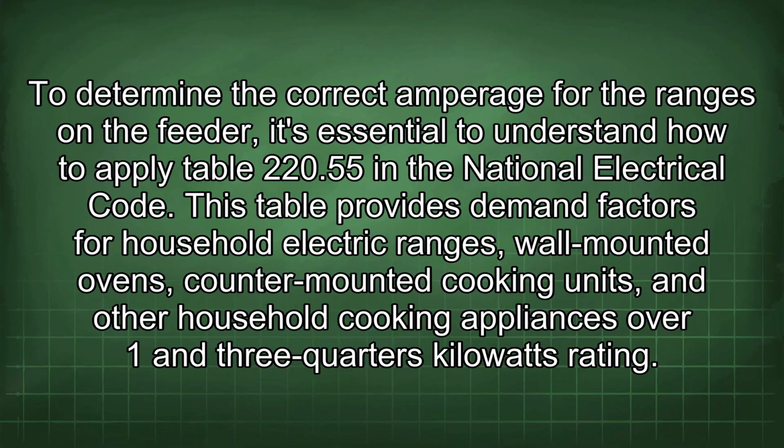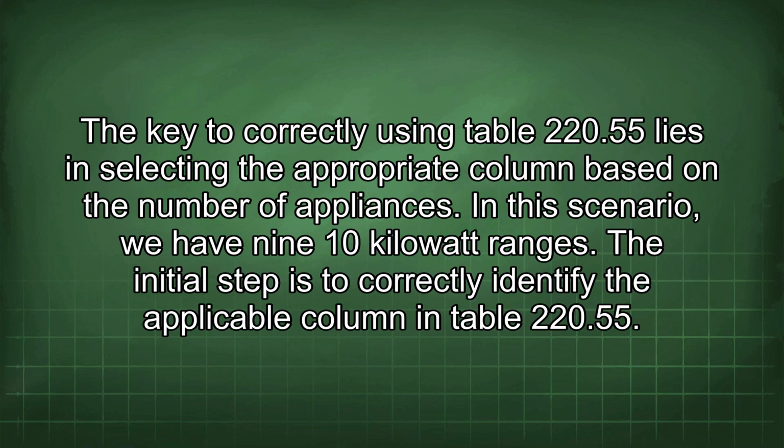To determine the correct amperage for the ranges on the feeder, it's essential to understand how to apply Table 220.55 in the National Electrical Code. This table provides demand factors for household electric ranges, wall-mounted ovens, counter-mounted cooking units, and other household cooking appliances over 1 3/4 kilowatts rating. The key to correctly using Table 220.55 lies in selecting the appropriate column based on the number of appliances.